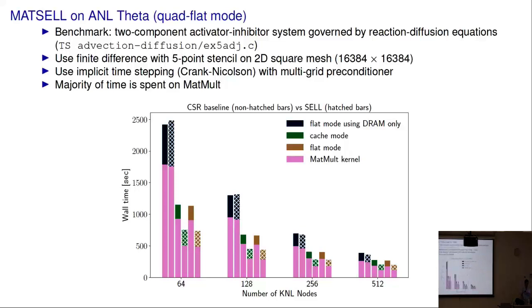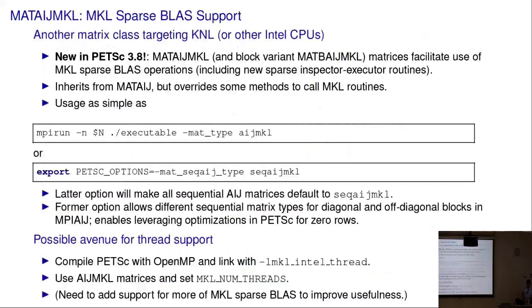This is just showing the same thing again, but running it on a much bigger problem on 512 nodes on Theta, the KNL machine at Argonne, so it still works when you scale it up.